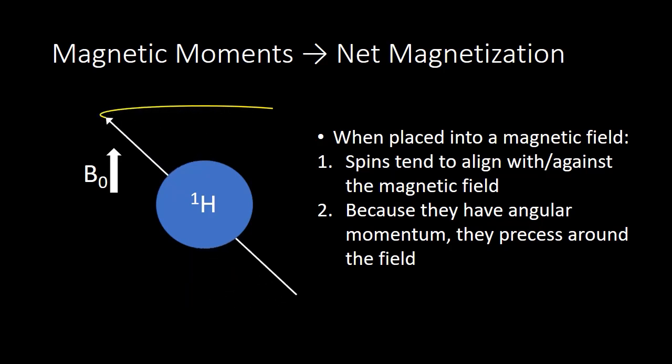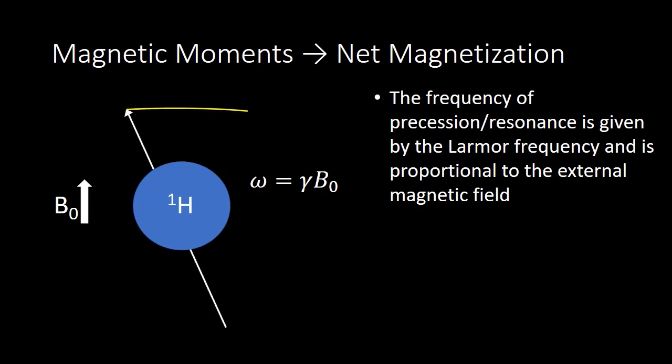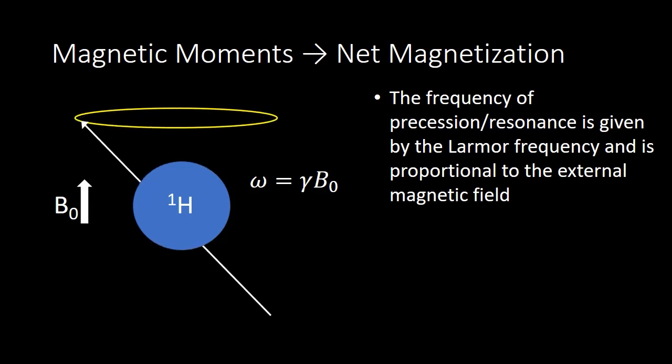So there are two things that happen when we place these nuclei into a magnetic field. The first is that the spins tend to align either with or against the static magnetic field. And because they have an angular momentum and they're experiencing this magnetic force, they start to precess around the field. The frequency of this precession is very well defined, and this is the Larmor frequency. This frequency is proportional to both the gyromagnetic ratio, which is specific to the nuclei, and to the external magnetic field. And this frequency is both our precessional frequency and our resonance frequency.